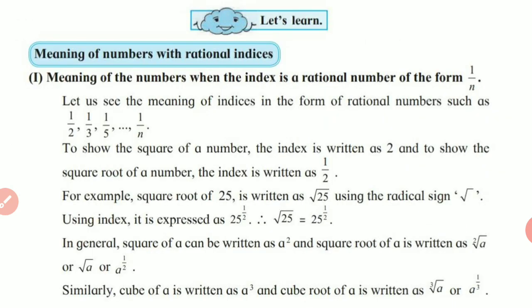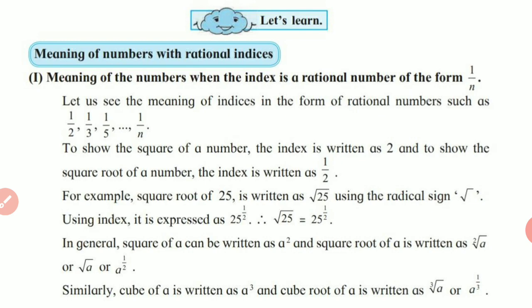Now, the meaning of numbers with rational indices. Meaning of the numbers when the index is a rational number of the form 1 upon n. Let us see the meaning of indices in the form of rational numbers such as 1 upon 2, 1 upon 3, 1 upon 5, and 1 upon n. To show the square of a number, the index is written as 2, and to show the square root of a number, the index is written as 1 upon 2.